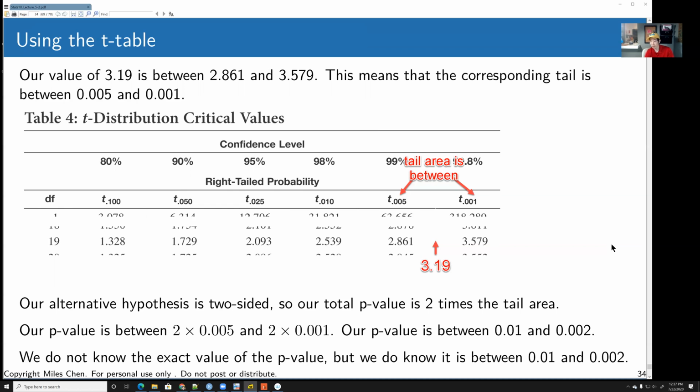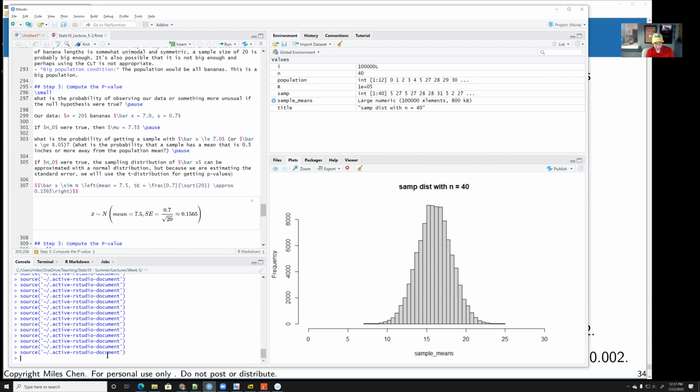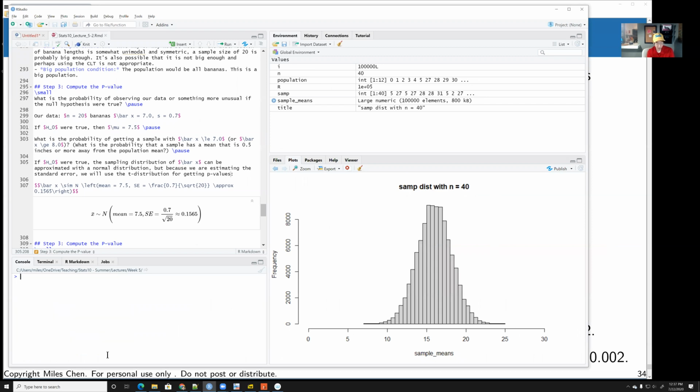Okay, we have a question. Is there an R function that is equivalent to the t-table? Yes, there is. You have an R function equivalent to the normal table, which is pnorm, and the R function for the t-table is pt. If I put in pt, you have to specify degrees of freedom. So if I say pt(0, df=19), we're going to get 0.5.